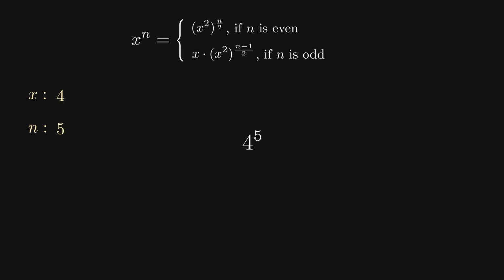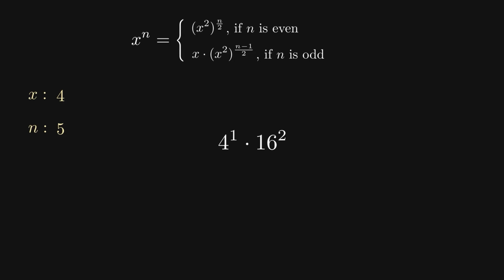n is now 5, which is an odd number, so we use the odd number formula. The result simplifies to 4 times 16 squared. Now we have a number with the exponent 1.